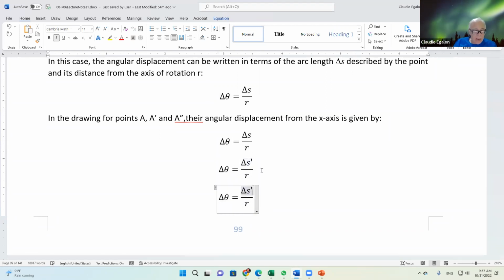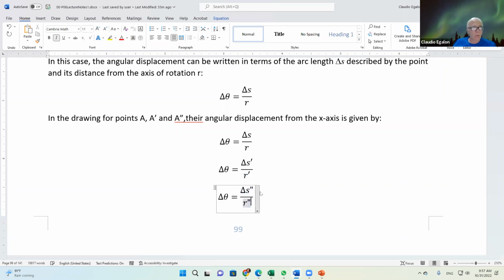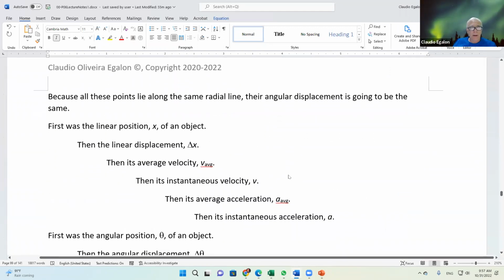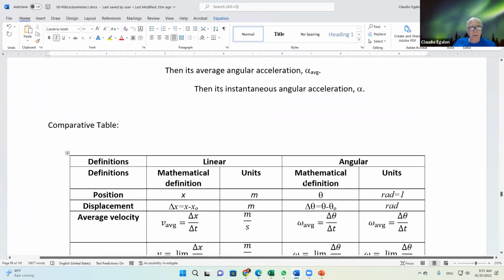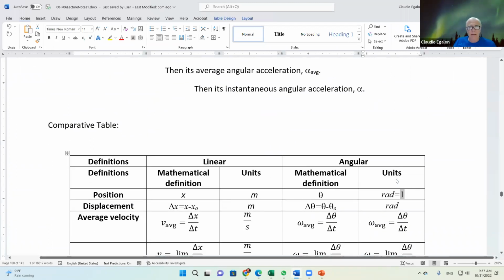If you have any doubt, just remember that the circle has a 2 pi r length, right? 2 pi r divided by r is going to be 2 pi, right? Full length. And because of that, the radian is in reality a unitless unit, okay?